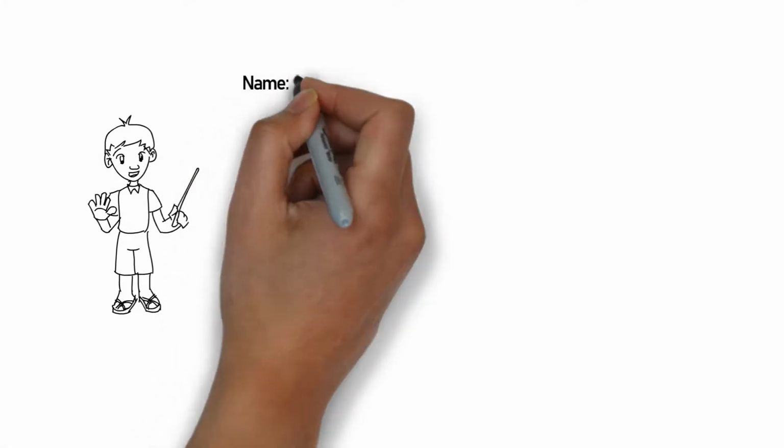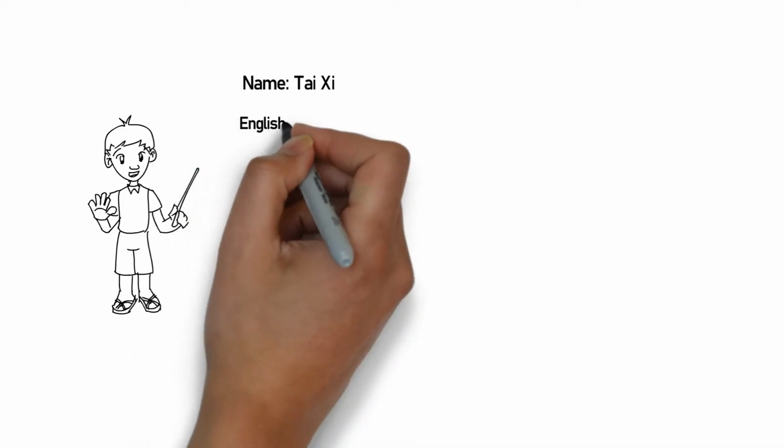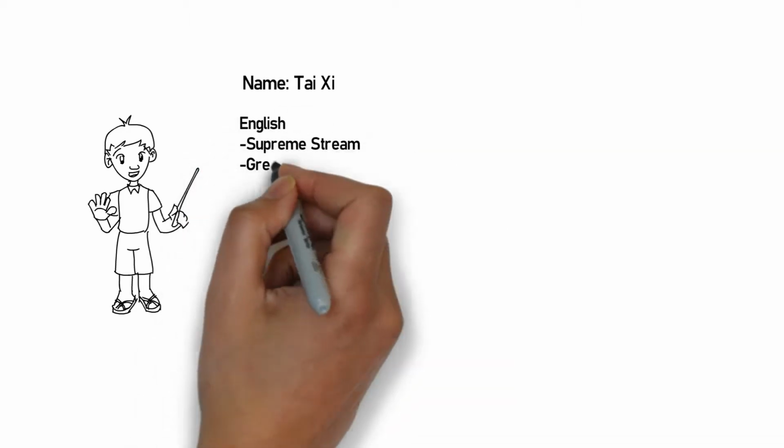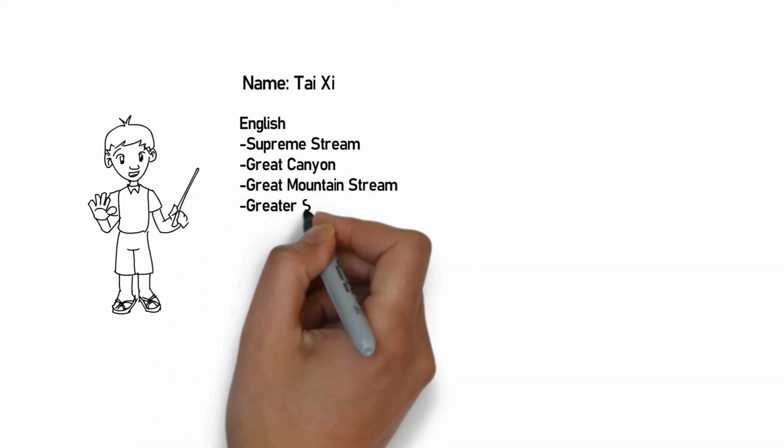Kidney 3's name is Tai Xi. It is translated in English as Supreme Stream, but I also found Great Canyon, Great Mountain Stream, and Greater Stream.